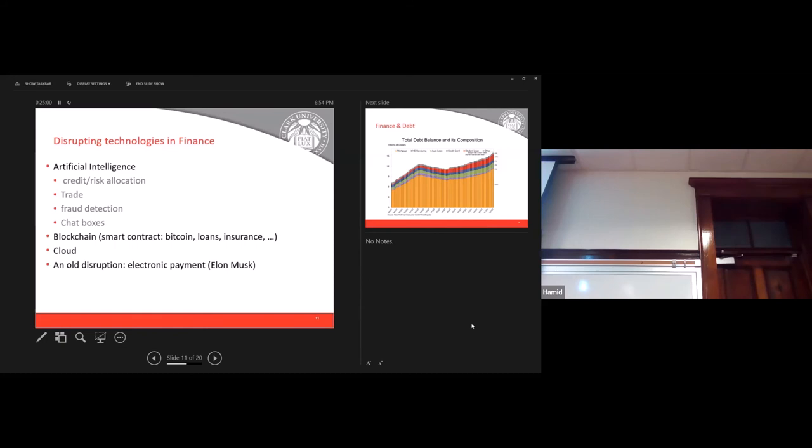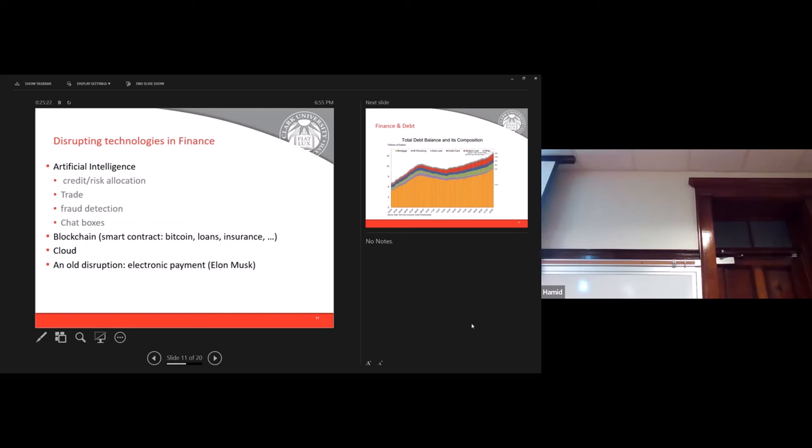Blockchain, and more specifically smart contracts. Some smart contracts are similar to Bitcoin, just for transactions, but with some of them you can install a smart contract and do programming, which lets you do loans and insurance also.